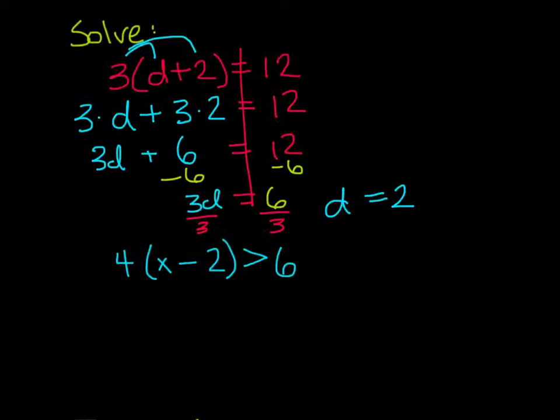We could put that back into the equation. If we put 2 in for d, we have d plus 2, or 2 plus 2, which is 4. 4 times 3 is 12, and 12 is equal to 12.